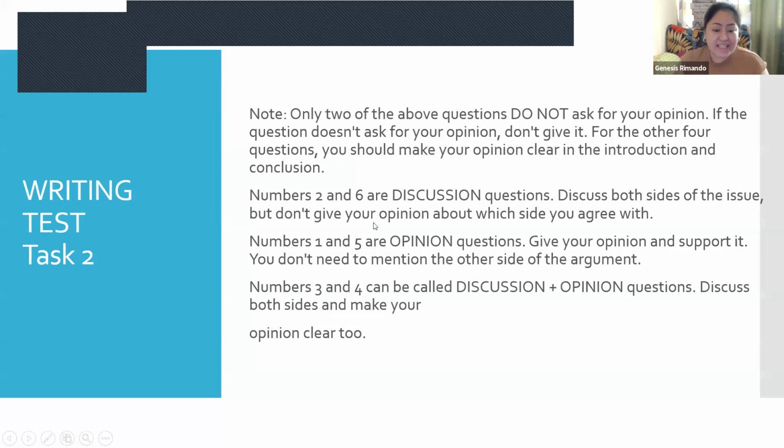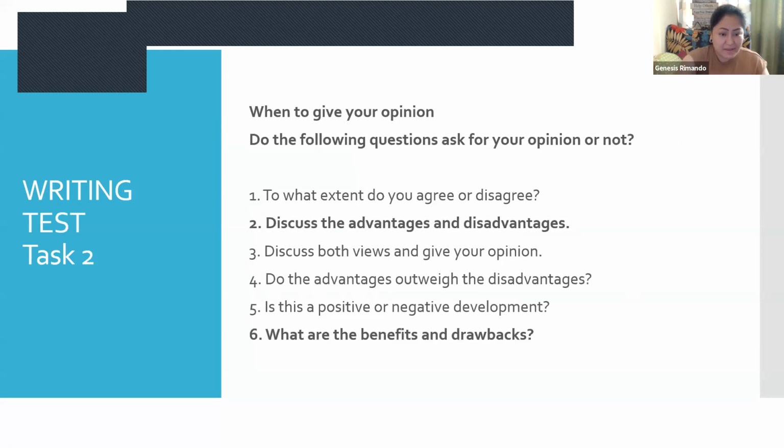Okay, numbers 2 and 6 are discussion questions. In this type of essay, you have to discuss both sides of the issue, but you don't give your opinion about which side you agree with. You don't say I agree with this side or I don't agree with this side. For 2 and 6, you are only asked to discuss both sides of the issue.